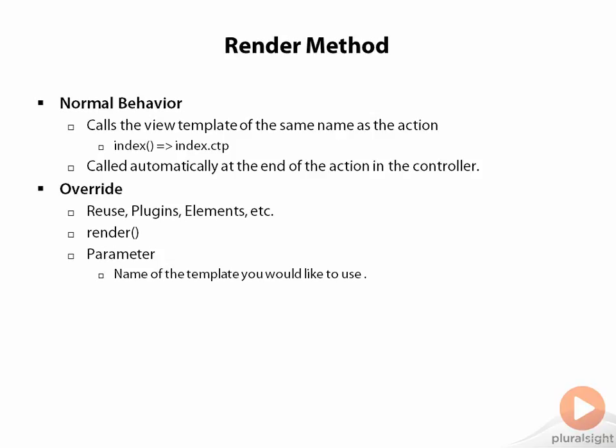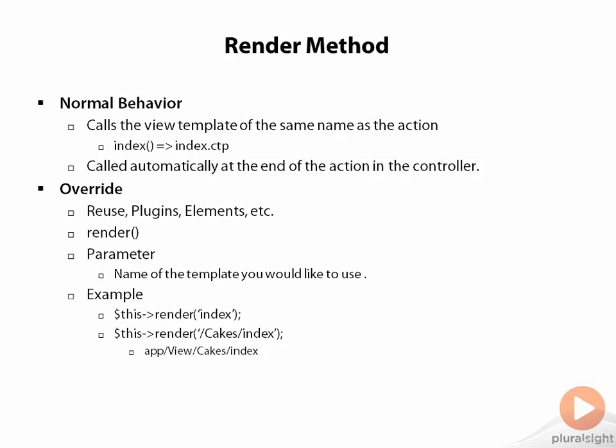The render method takes an optional single parameter, which would be the name of the template you want displayed instead. For example, I would type this, then the render method, and I would pass in the parameter, the template that I would want to use. In this case, it would be the index template.